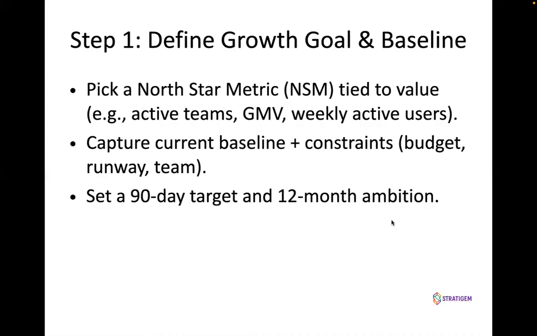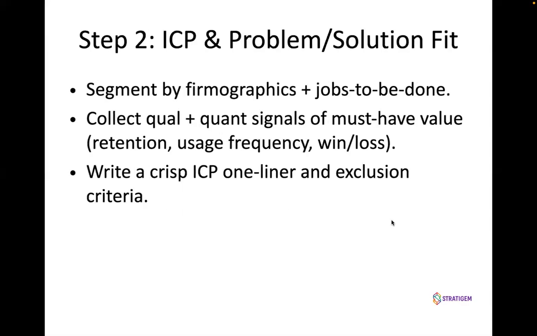Now going to step one, which is define growth goal and baseline. So choose a North Star metric, NSM, tied to a value. Value can be active teams, weekly active users, GMV, etc. You have to record today's baseline and constraints. Runway, budget, team size, these all will be the constraints. And you have to set a 90-day target and a 12-month ambition. So this will be defining the growth goal and baseline. So firstly, we have to define where we are right now, and finally where we have to reach in the 90-day period.